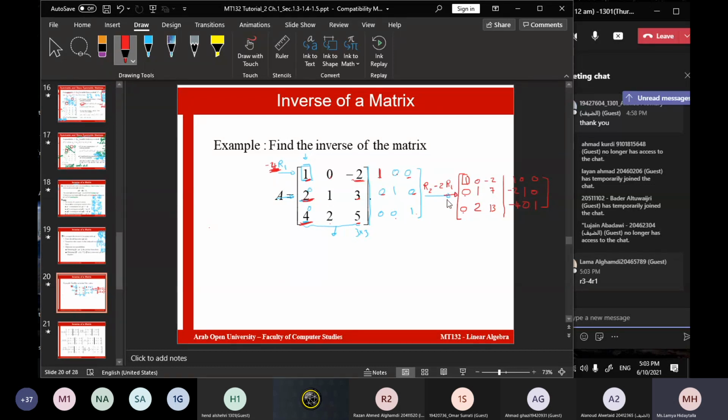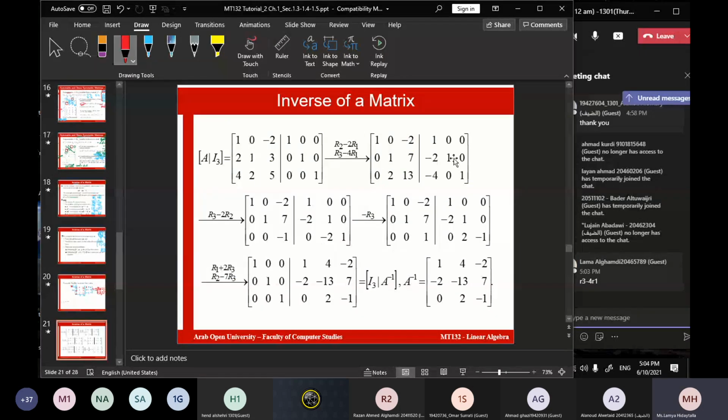Now we come to the second row. The first non-zero element is already 1. Okay, alhamdulillah, this is 1. What remains is to make this one 0. And you keep on doing the steps till you reach the echelon form of this part. Let me show you.